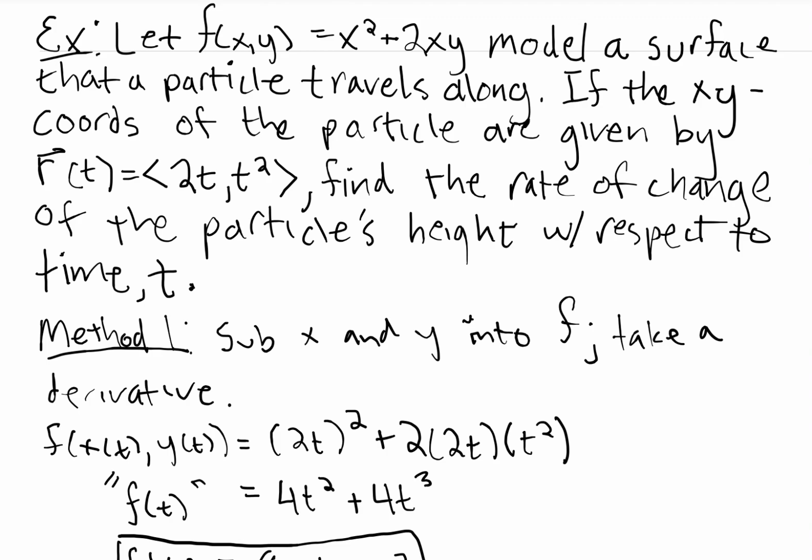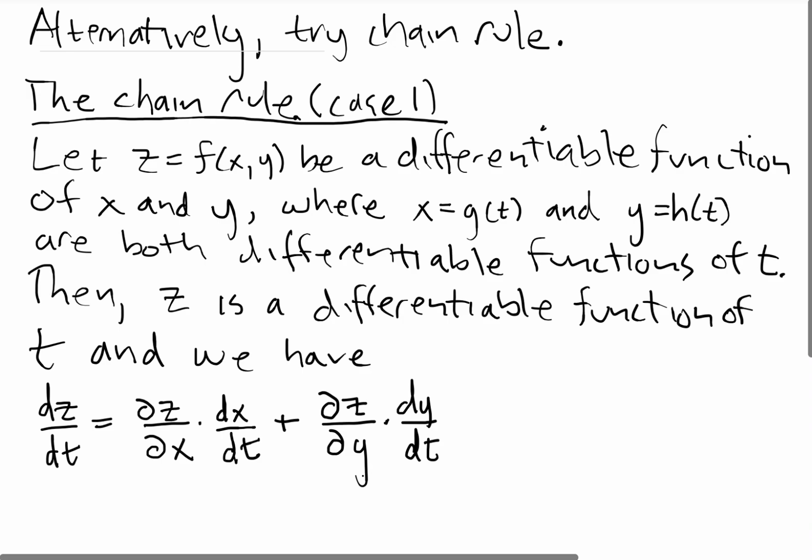So I want to give you guys an alternative, and we'll just slip over to the next slide here. Alternatively, we can try the chain rule. So I have this already written out for you guys. The chain rule, case 1, the case that I'm referring to here is f is a function of two variables, and y and x are both functions of a single variable. In this particular case, z equals f of x, y is a differentiable function of both x and y?